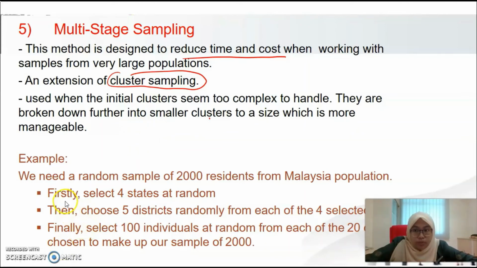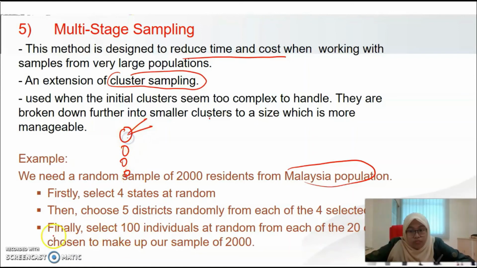For example, we need a random sample of 2,000 residents from the Malaysia population. In Malaysia, we have 14 states. So the first stage in multistage sampling is to select maybe 4 states at random. From the 14 states, we just pick only 4 states. Next, from the 4 selected states, we are going to choose only 5 districts.